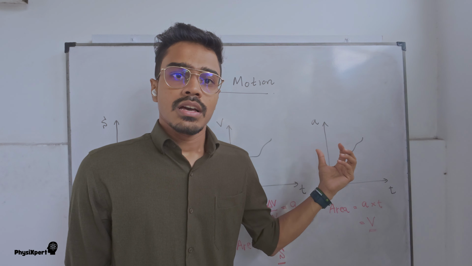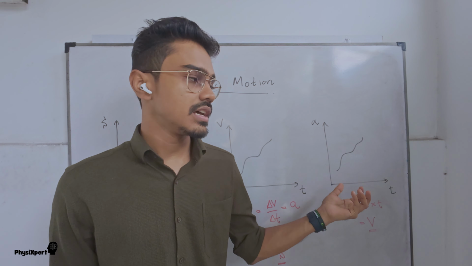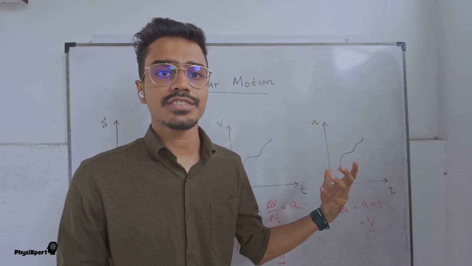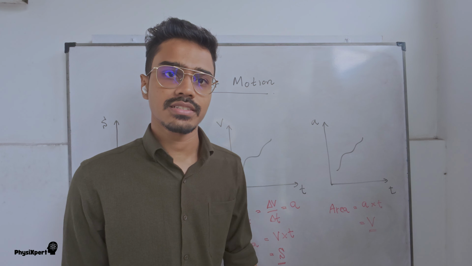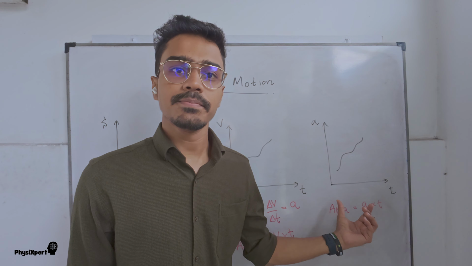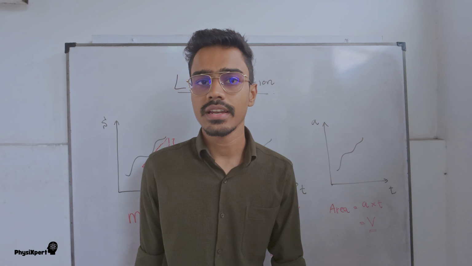Acceleration time graphs: there is no definition for rate of change of acceleration, so we don't need to look at the gradient here, because there is no term for rate of change of acceleration, right? And the area, this is the important thing, the area gives a times t, so the area gives velocity, right?